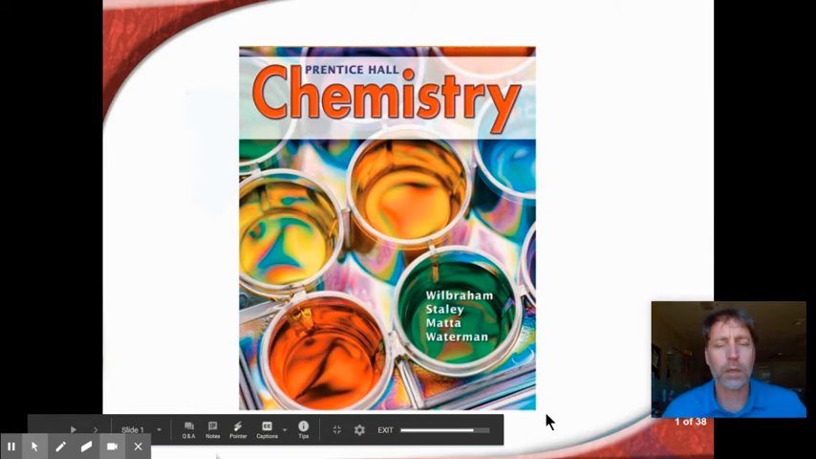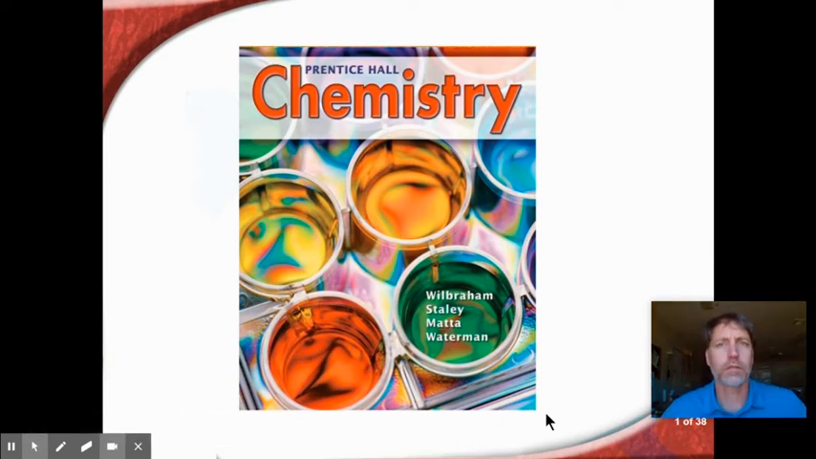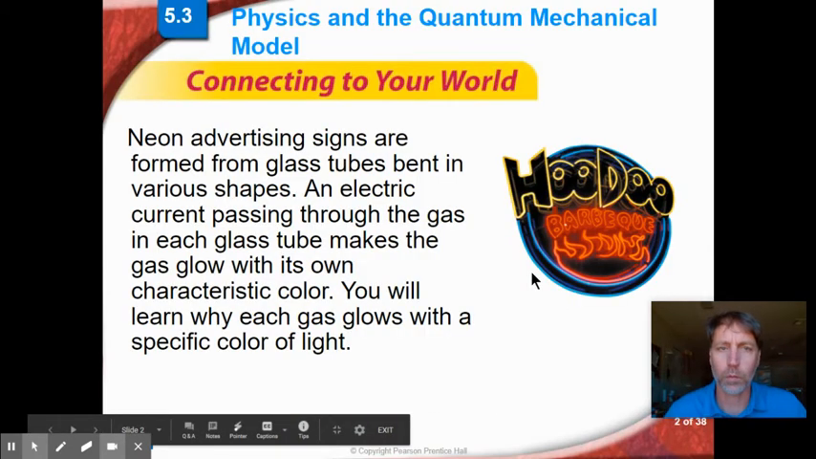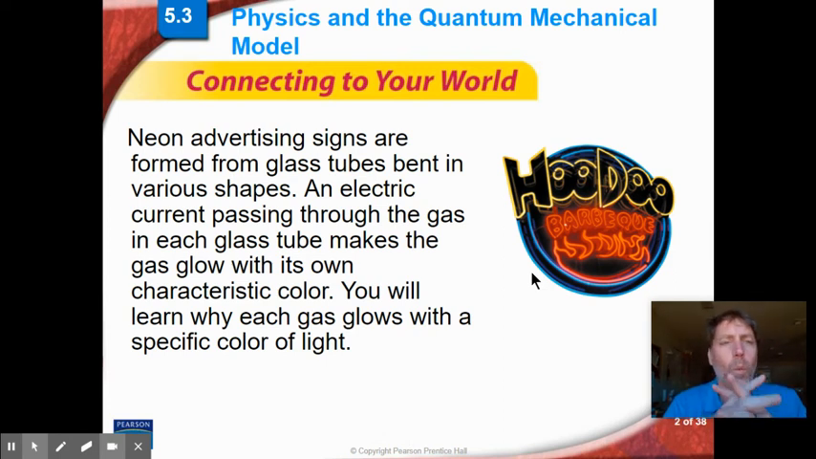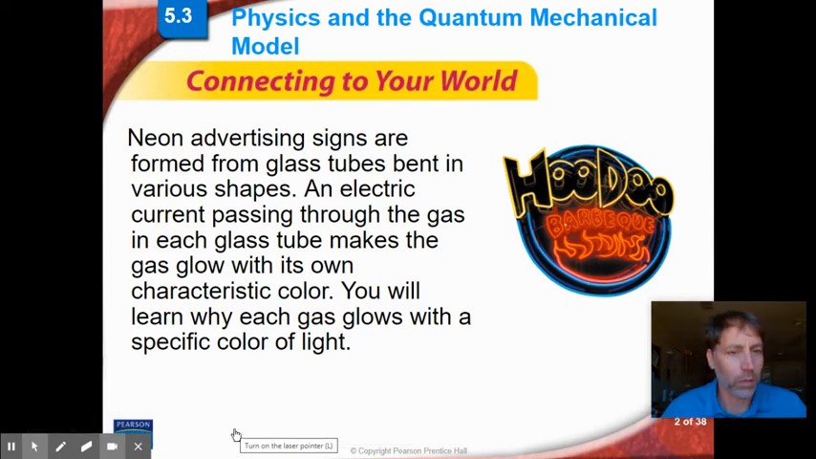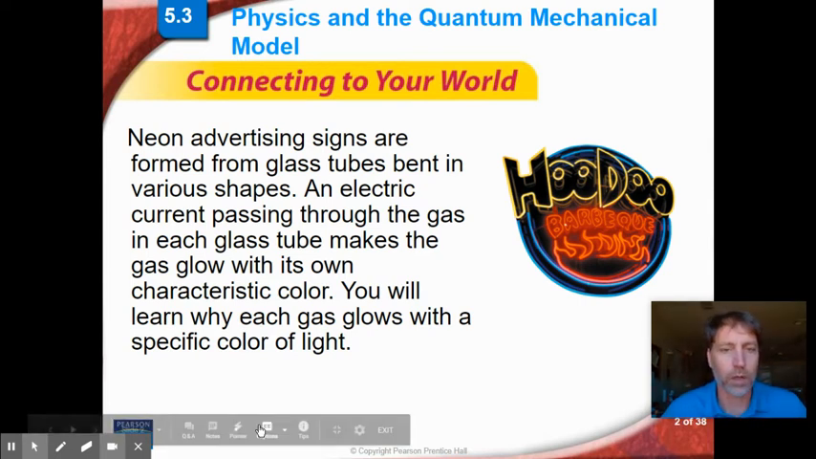We are going to be learning section 5.3 of your chemistry book, and we're going to talk about spectra today. All right, so we're going to start with the idea of why does a neon sign work? Neon signs are bent tubes with neon gas inside of glass. And then what makes them glow? What gives them the characteristic color of blues, light blues, greens, yellow, oranges, and yellows, even reds and pinks? What gives it that specific color?